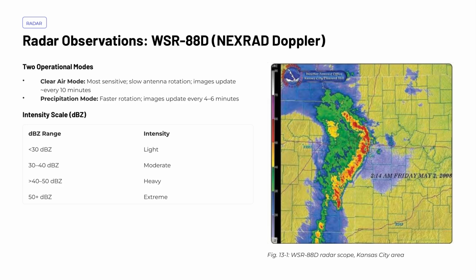Returns below 30 dBZ indicate light precipitation. Values between 30 and 40 dBZ suggest moderate intensity. The 40 to 50 dBZ range corresponds to heavy precipitation, while anything above 50 dBZ is considered extreme and often associated with severe thunderstorms, large hail, or intense rainfall. As you analyze radar imagery, paying close attention to these reflectivity values will help you quickly assess the severity and potential impacts of ongoing precipitation systems.